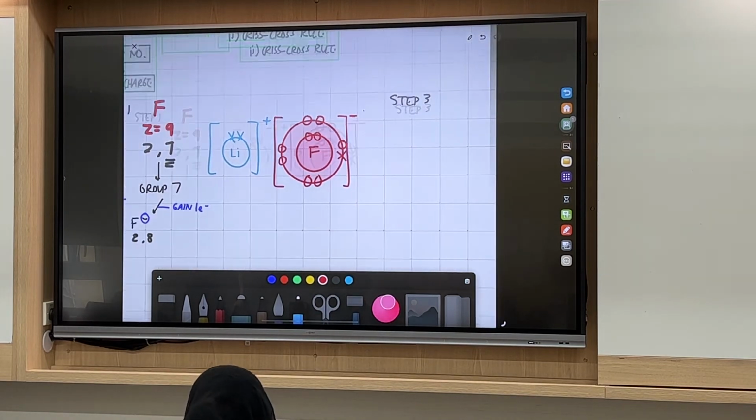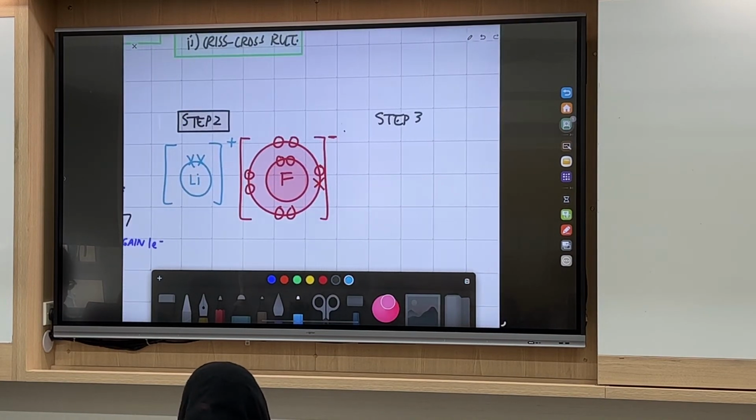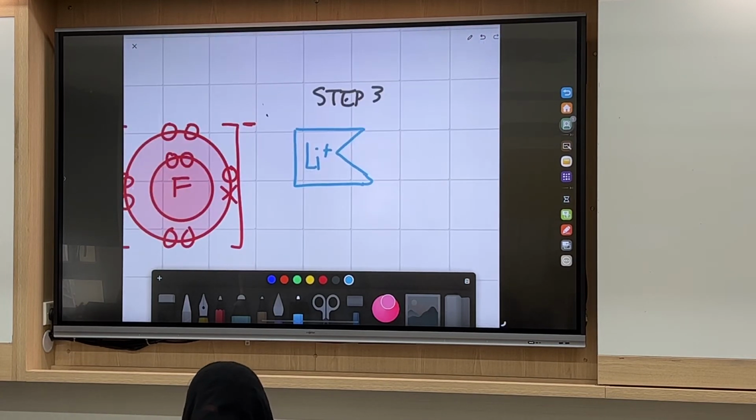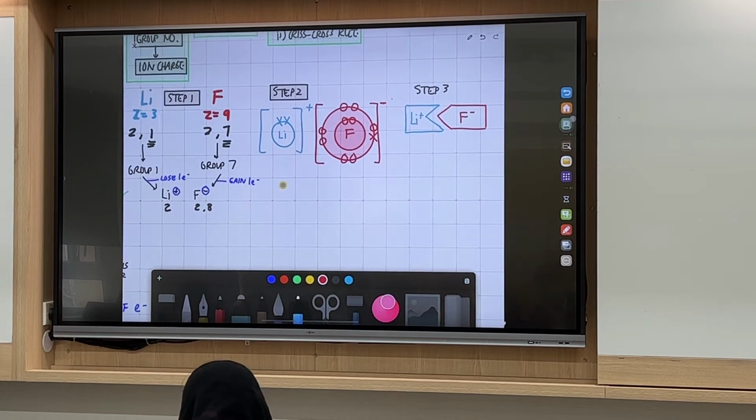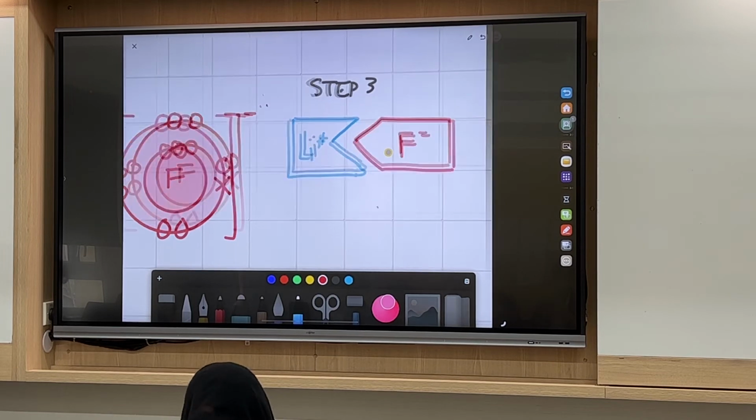So step 3, this is where students can be creative. You can use one of 2 approaches. If you are into drawing, if you are very good at visualizing concepts with the visual method, you can do this. Li plus is analogous to a puzzle with a depression. Plus means it is electron short because it has lost an electron. This is why I drew a depression here. F minus is like a puzzle piece with a protrusion, because the negative charge means it has gained 1 electron. This is why this is like a protrusion, and Li plus shows a depression.